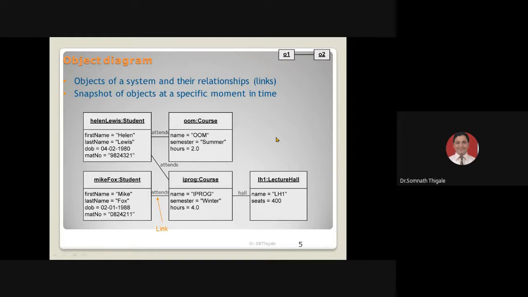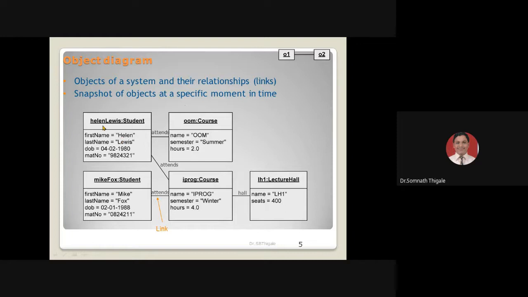How to represent the object? A simple rectangle is the notation to represent an object in UML. So we have to just represent the objects and how they are going to interact with each other. Their interactions will be represented by relationships, by simple links.